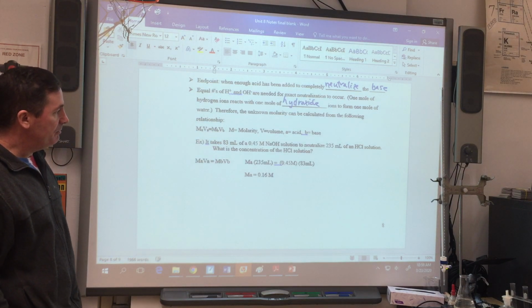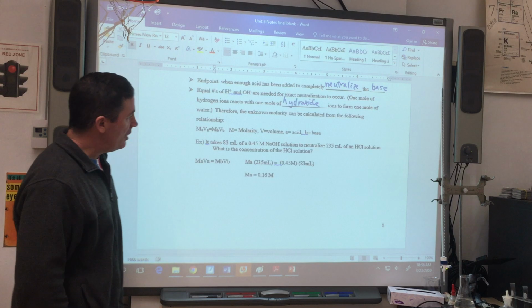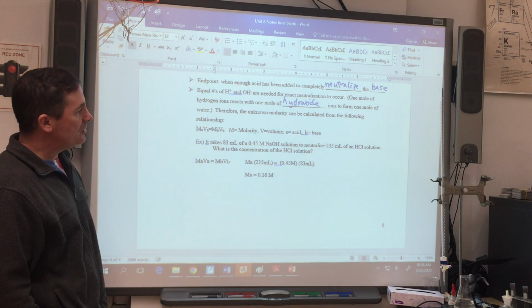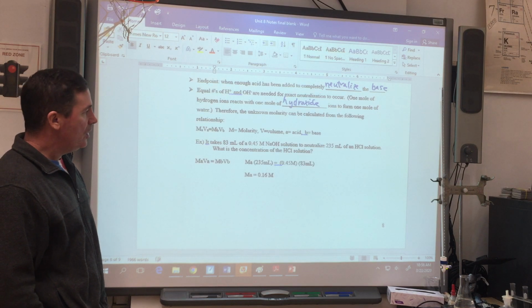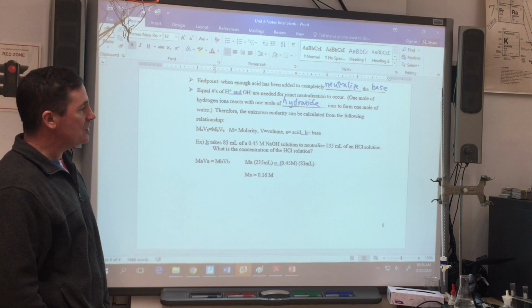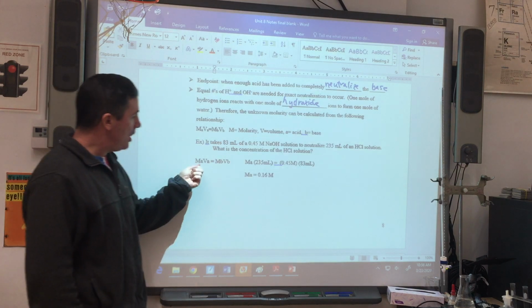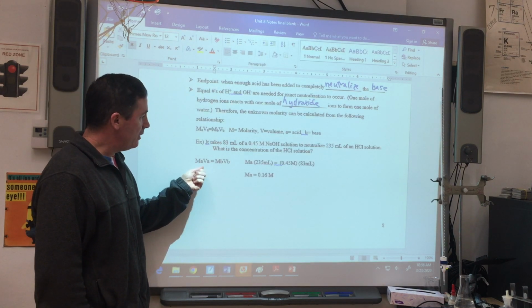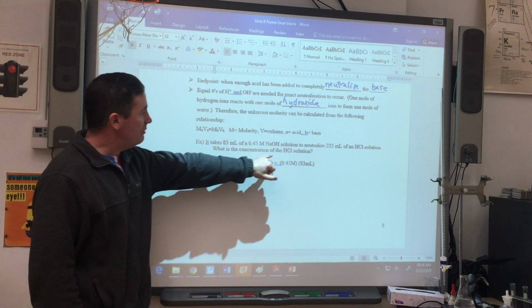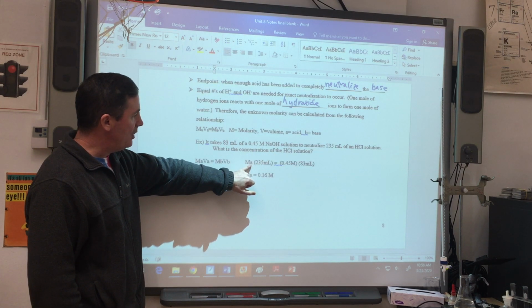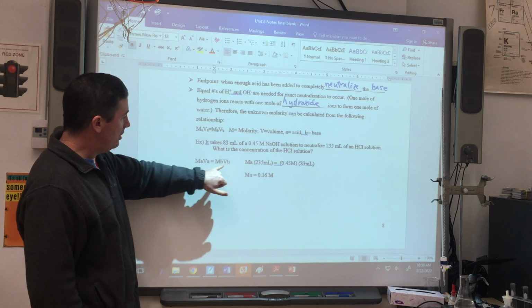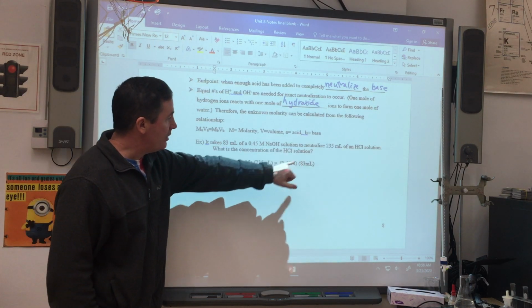And here's an example. It takes 83 milliliters of a 0.45 molar sodium hydroxide solution to neutralize 235 milliliters of an HCl solution. What is the concentration of the HCl solution? Of course, you would always start by putting your equation and what is given here. They're looking for what is the concentration of the HCl, which is the acid. That's my unknown. The volume of the acid is 235.